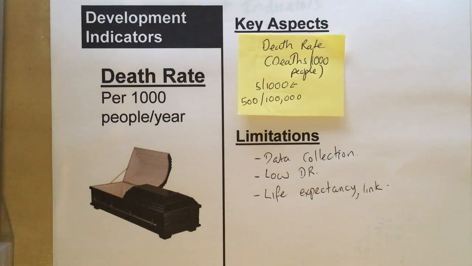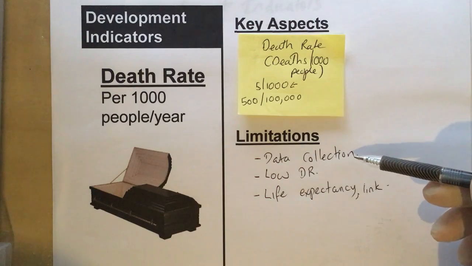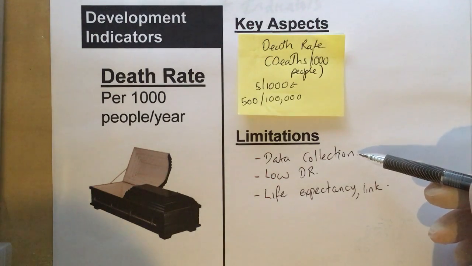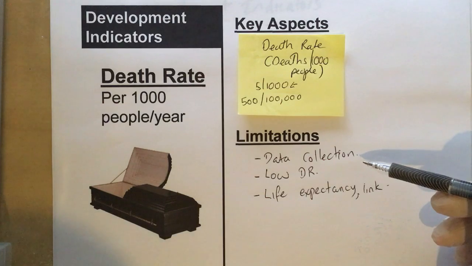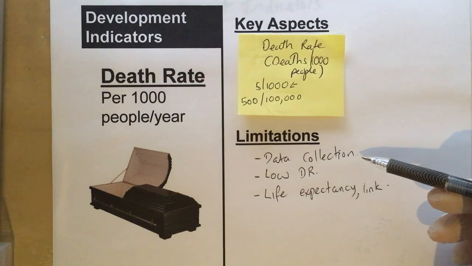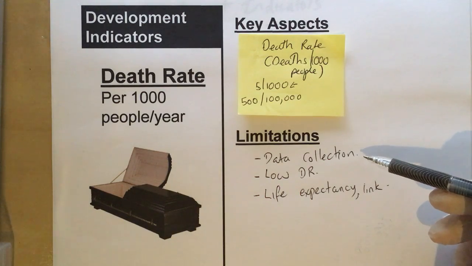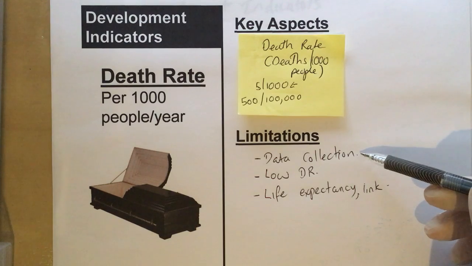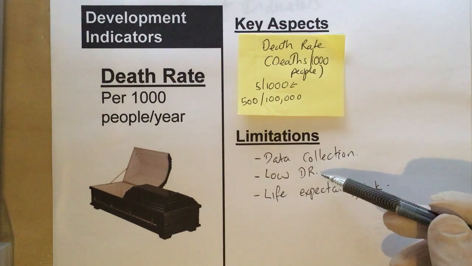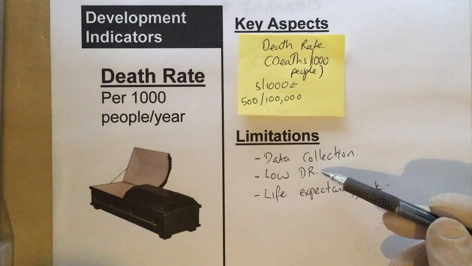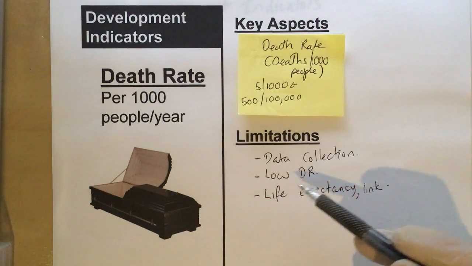Now there are some limitations, some problems with using this as a development indicator that you need to be aware of. Firstly, we have data collection. In some countries, the data collection of recording births and deaths isn't brilliant, whereas in the UK we have excellent record keeping, and we have a census every 10 years that tells us about the country and the population in the country.